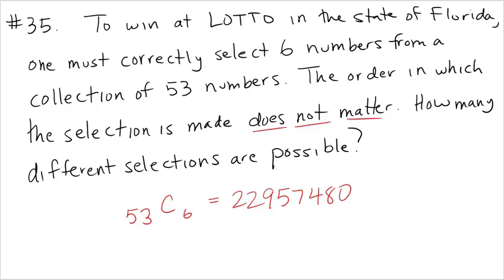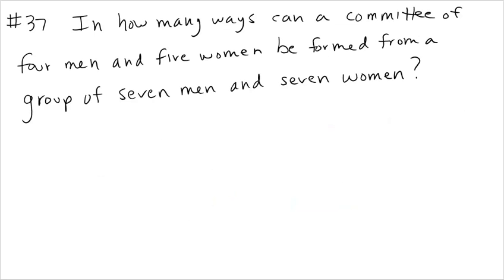I want to walk you through one more, and in this one we're going to have an added difficulty. This is actually going to combine the ideas in this section with the ideas from the first section. Number 37 says, in how many ways can a committee of 4 men and 5 women be formed from a group of 7 men and 7 women?